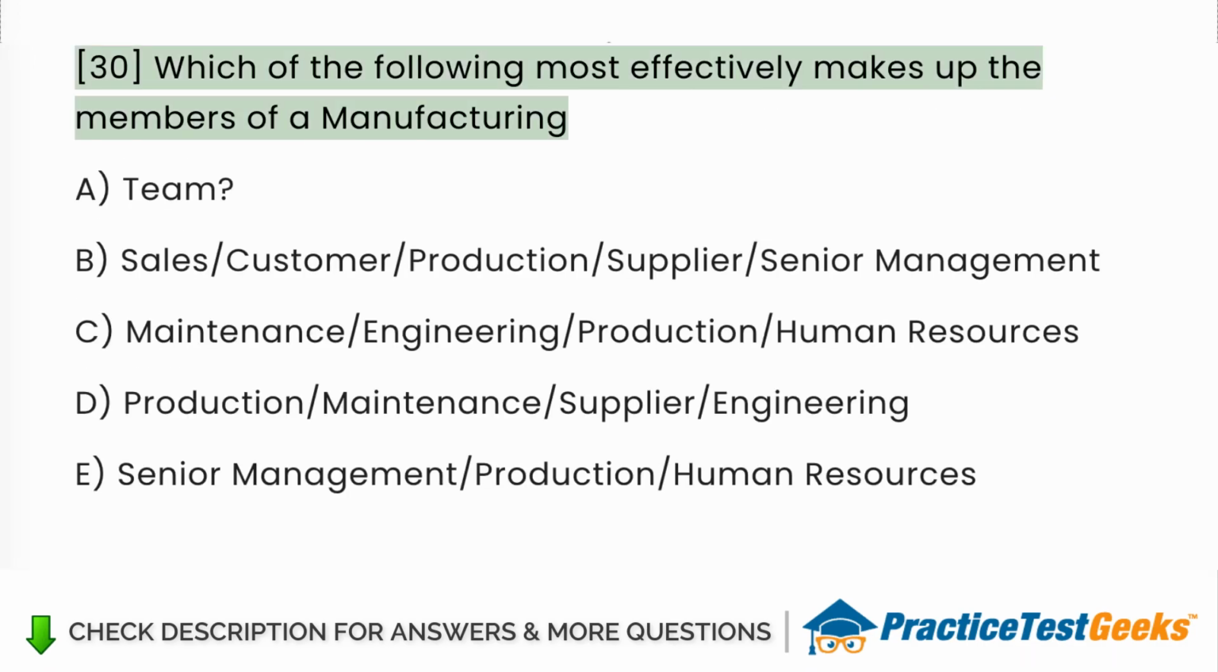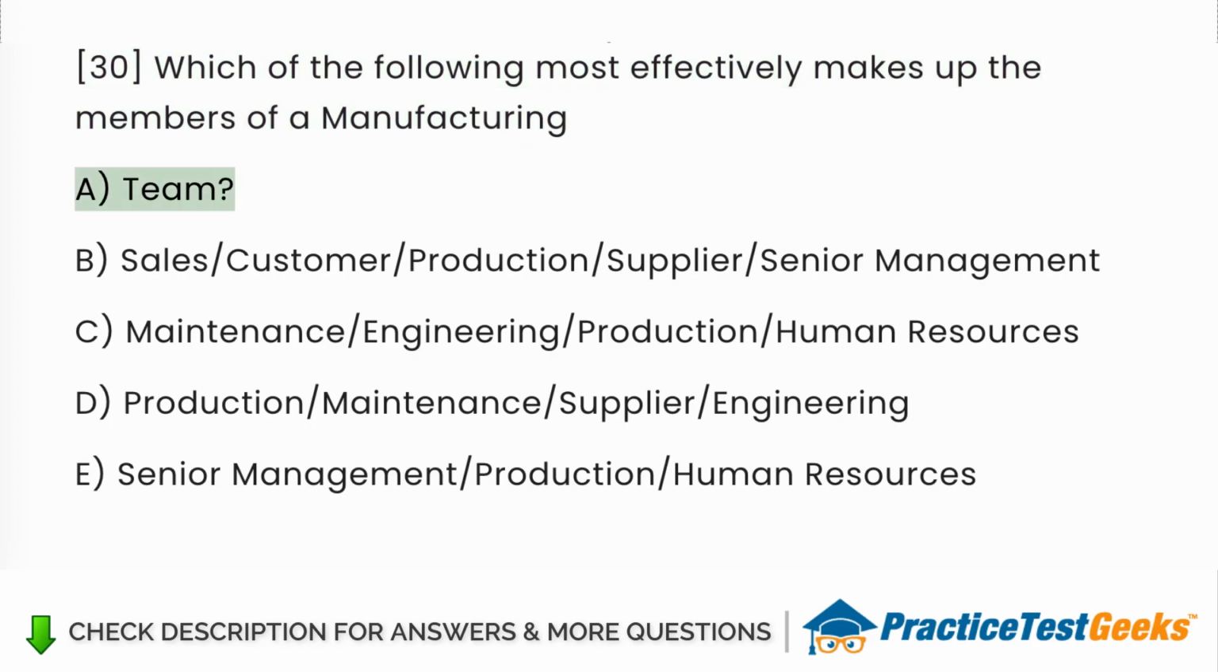Which of the following most effectively makes up the members of a manufacturing team? A. Team. B. Sales, customer, production, supplier, senior management. C. Maintenance, engineering, production, human resources. D. Production, maintenance, supplier, engineering. E. Senior management, production, human resources.